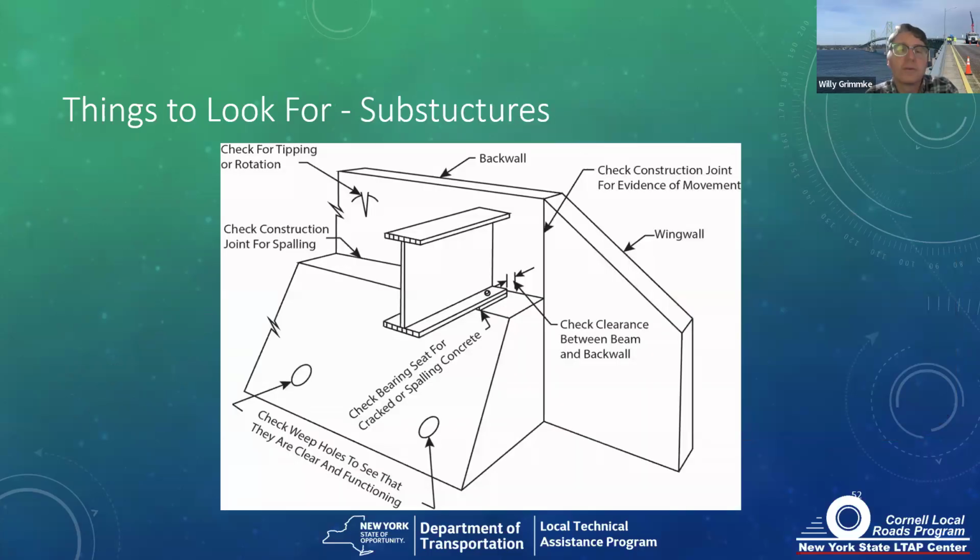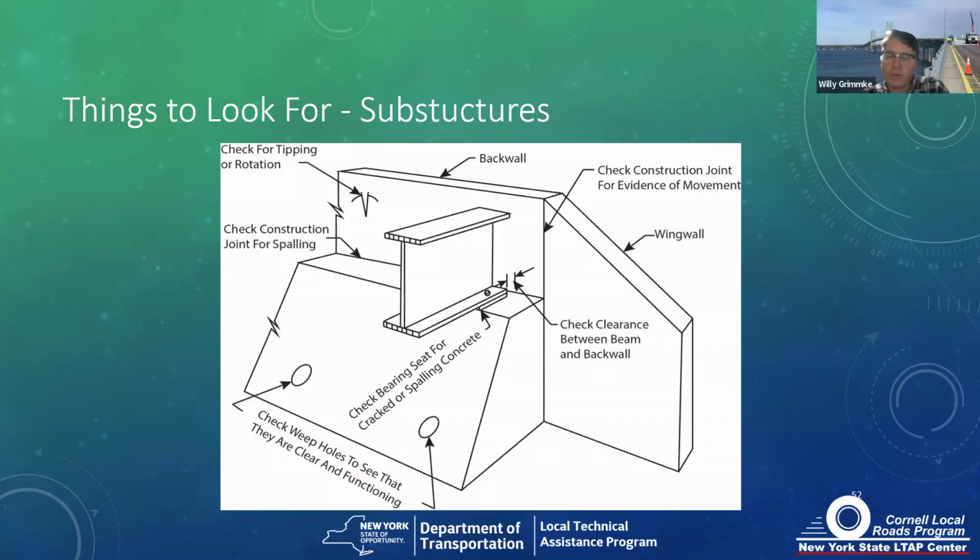At your substructures, is it plumb and sound? Is it like it's supposed to be? Are your back walls tipping or rotating? Are your beams or girders hitting the back wall, or do you have the clearance you need to have? Do you have any spalling underneath your bearings? Are your weep holes working? Like after it rains or after it's been wet a while, do you have a little bit of water staining right at the outlet of the weep hole?